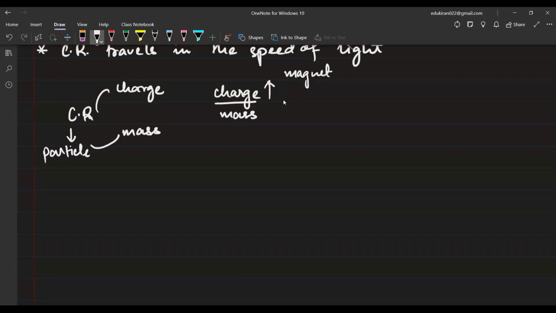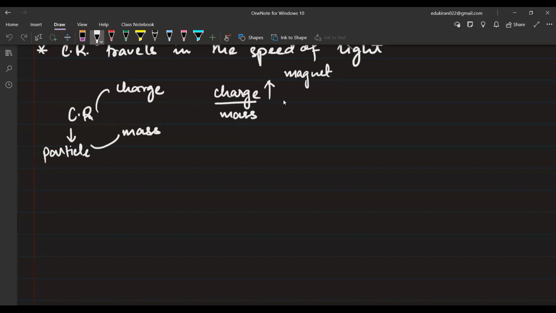And a charge, whatever the variation in charge is there, you can understand it by the deflection it shows in the presence of a magnet. If you have very low charge, then it is not going to affect the deflection also, right? Something like that you can see. The amount of deflection can be measured and it can be dependent on charge.